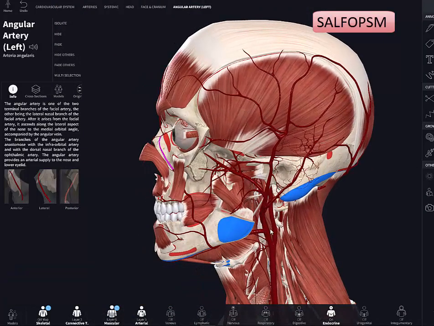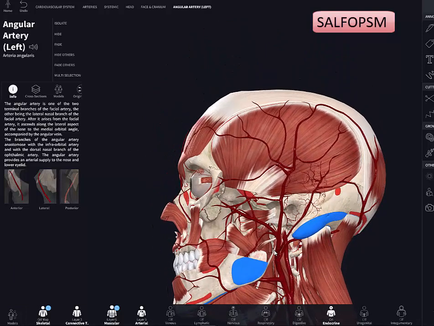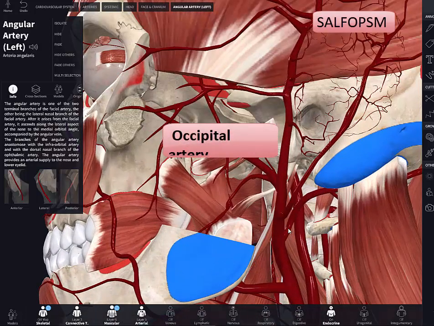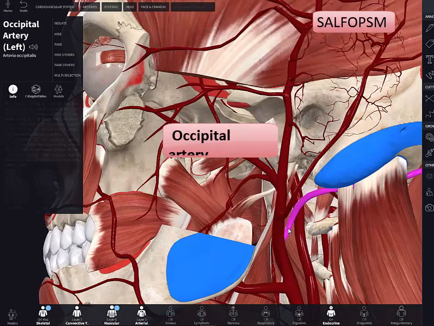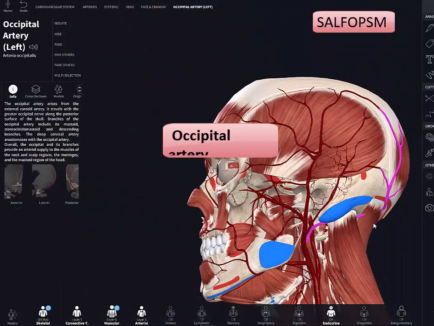So the next one will be, we've covered S, A, L, and F. So we're going to have an O, as in occipital artery. Let's have a look where that is. It is right here, okay?